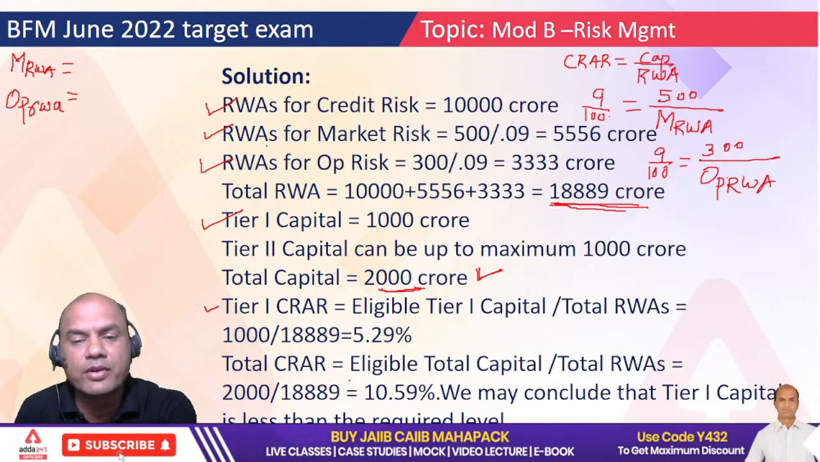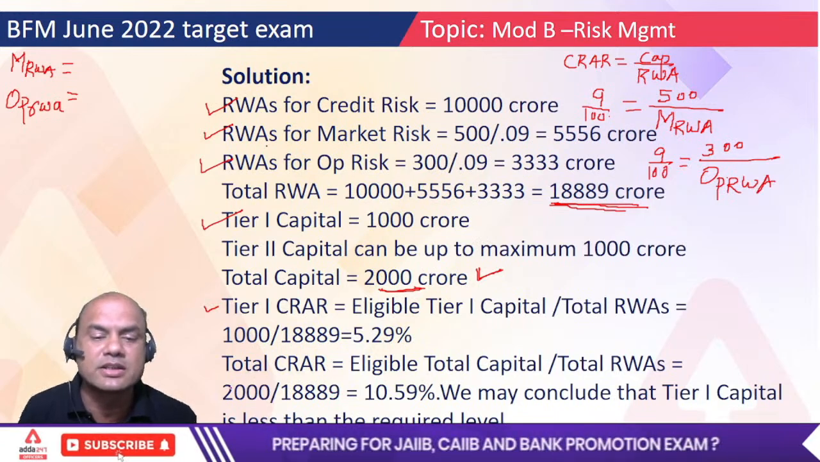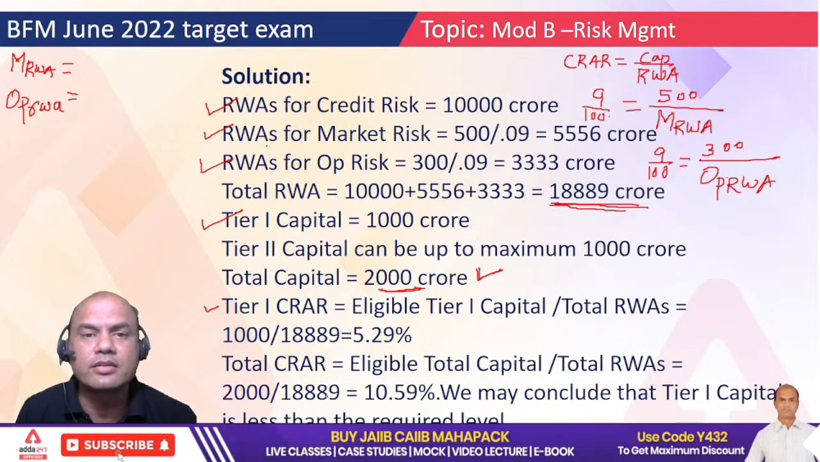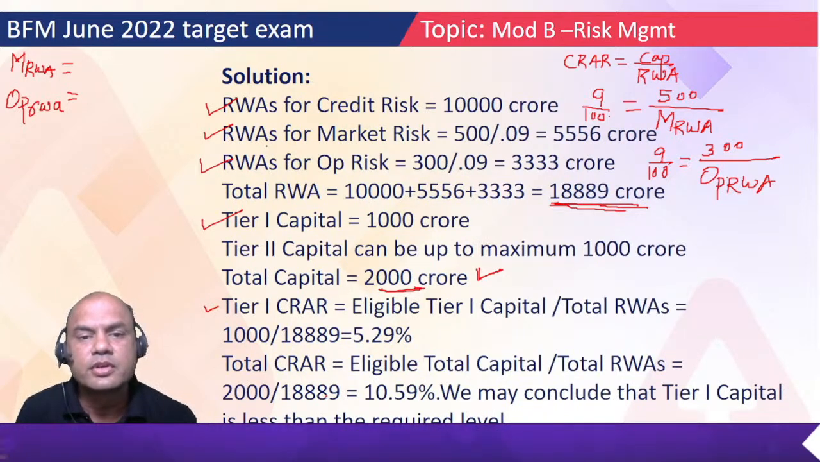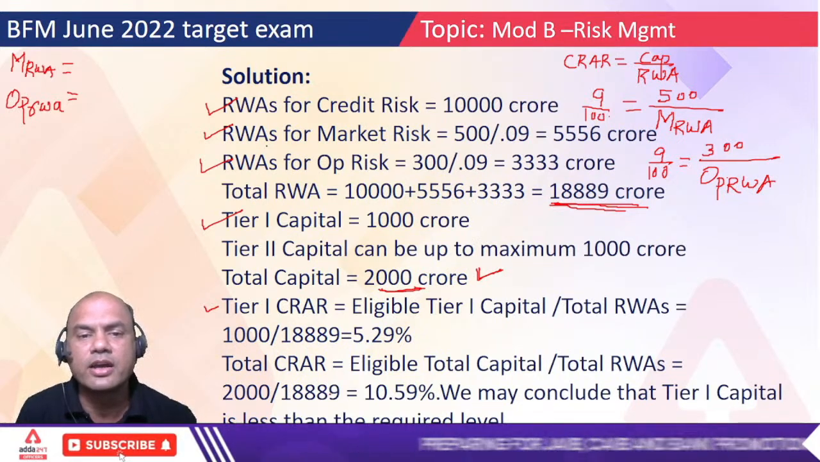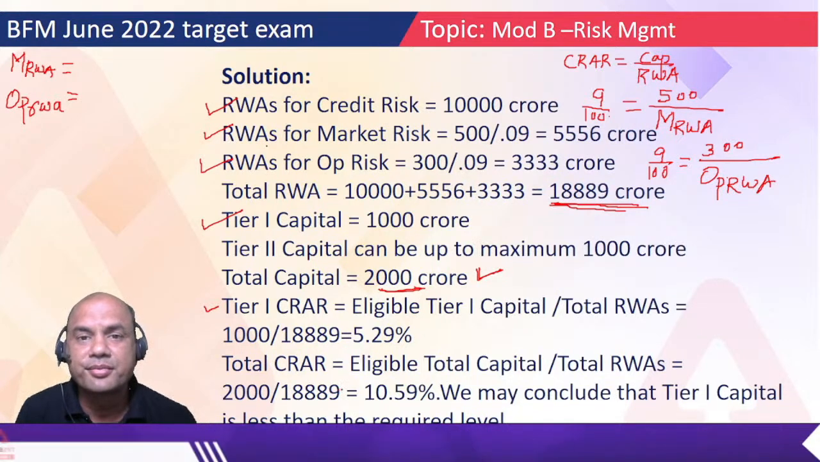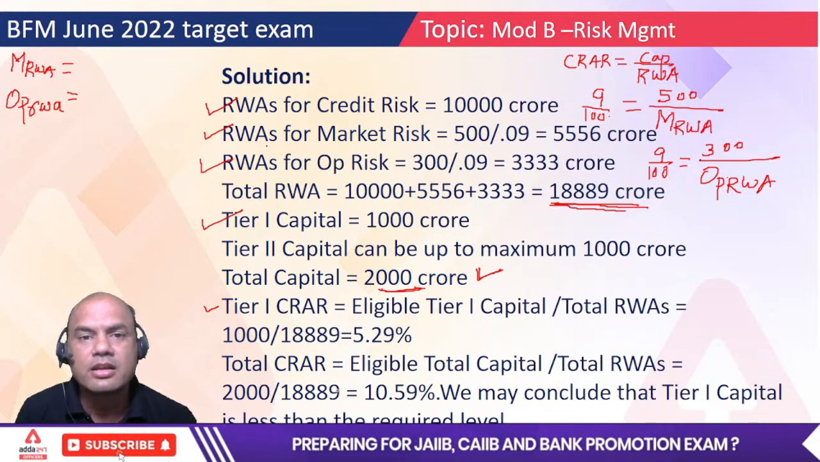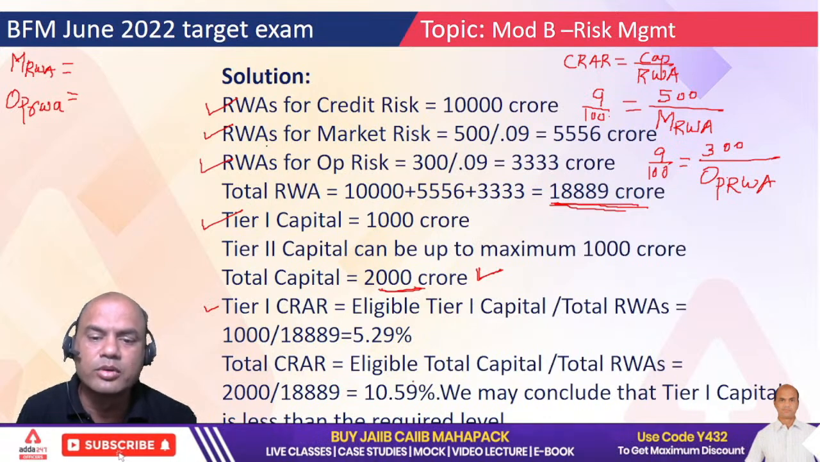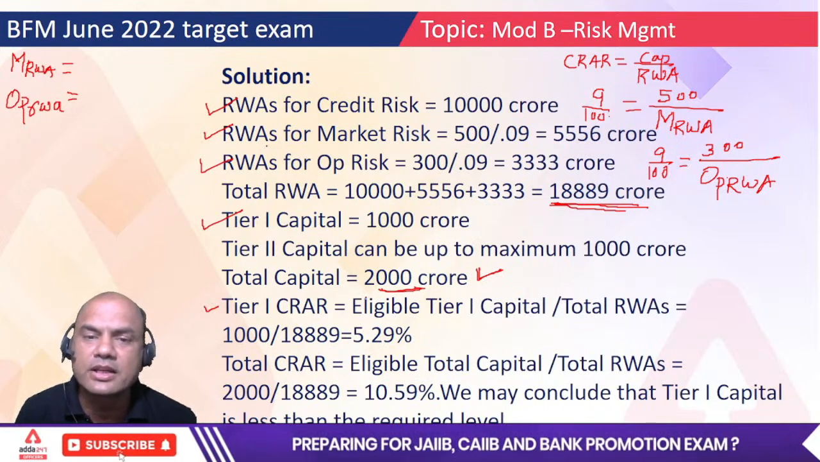Everyone solve this problem again: 2000 upon 18,889. Has everyone got this answer? I am waiting, I'll give you 10 seconds. Almost everyone has typed 10.59%. Okay, so now we have got the total case study over.